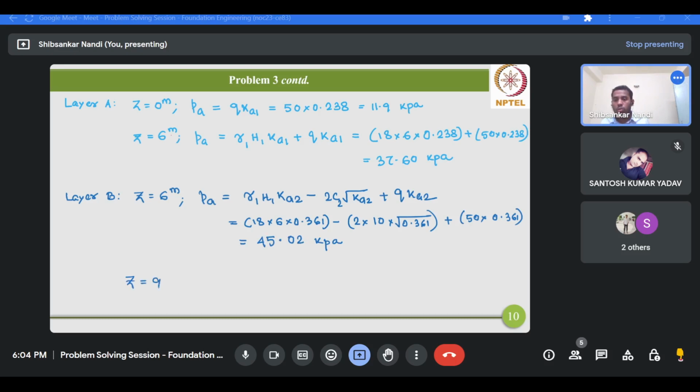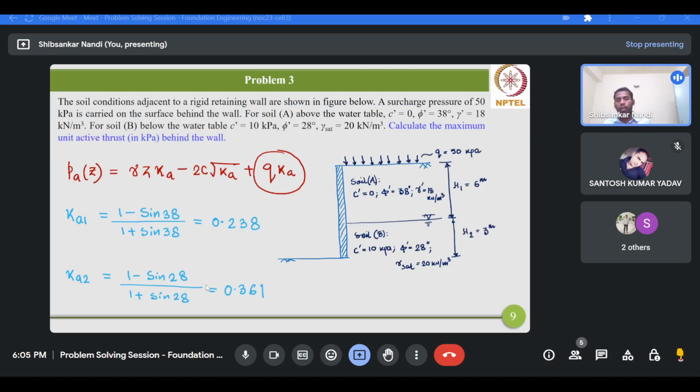Then Z equals 9 meter. Now Z equals 9 meter. This is crucial because this value will give you the maximum unit active thrust. Okay. So as per my understanding, now we'll check what happens.